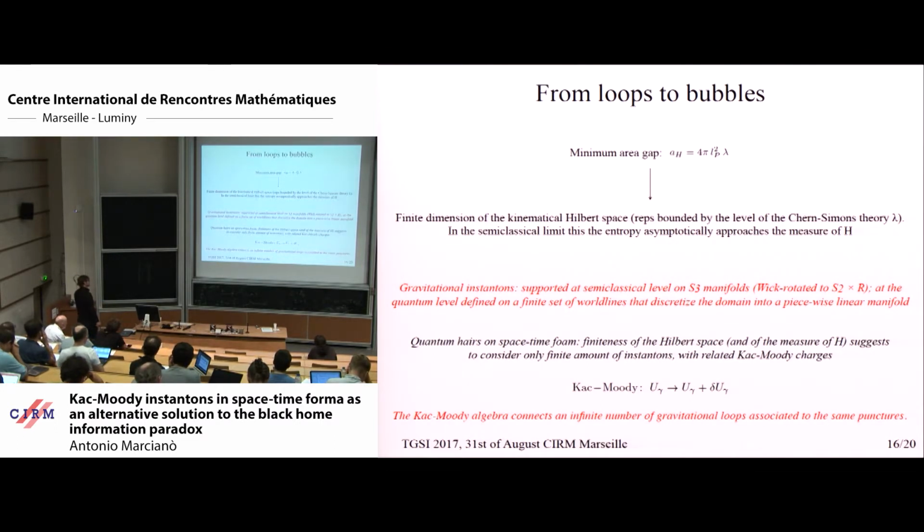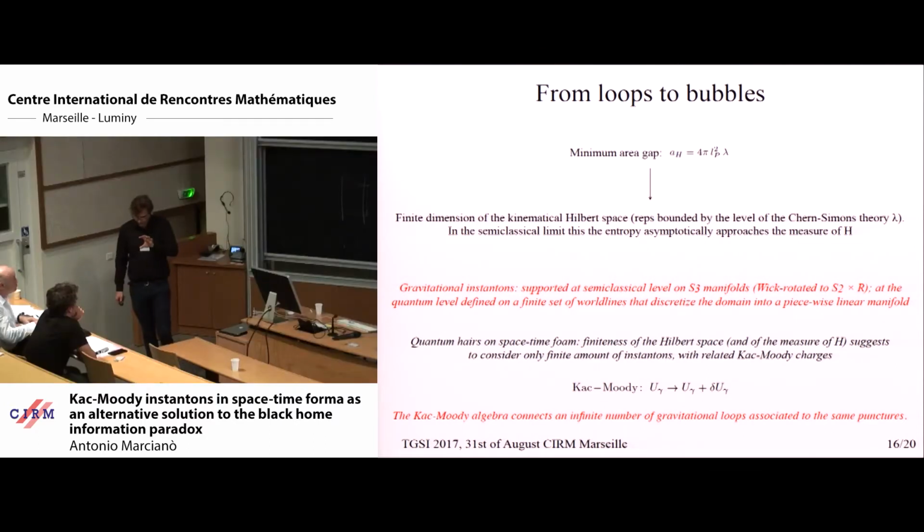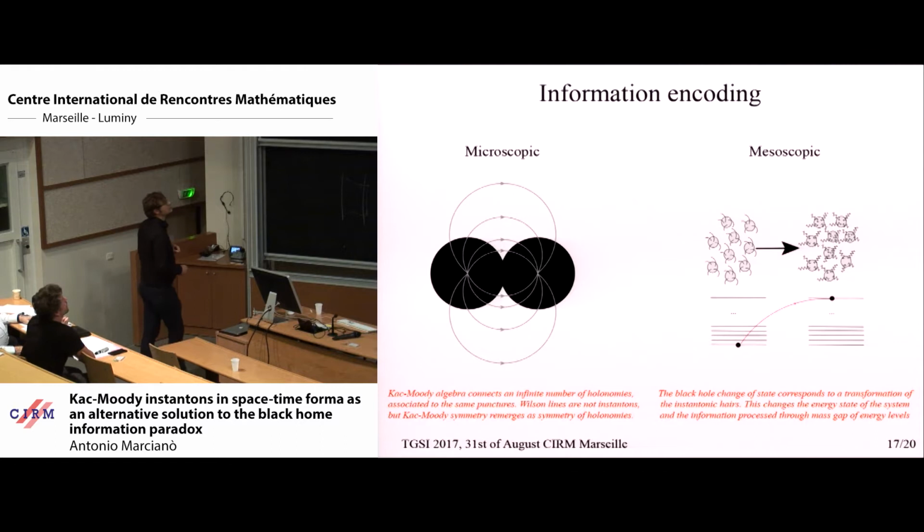And the other thing, of course, is that the Kac-Moody algebra here connects an infinite number of gravitational loops, which are associated with the same punctures. In the same way, it connects an infinite number of instantons with the same center and shape, but different charges. So this is the action of these Kac-Moody symmetries.